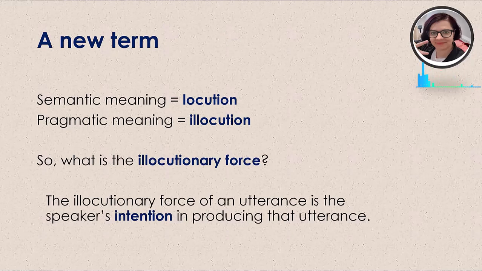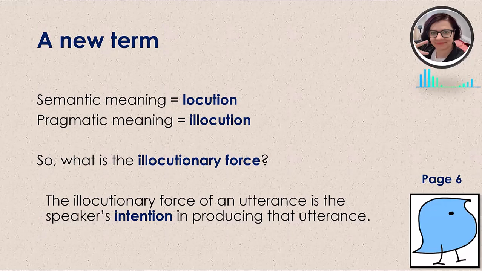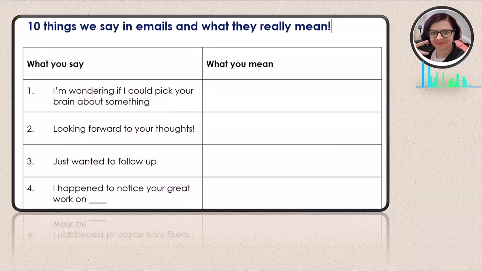To practice finding the illocutionary force behind some utterances, I have a task for you. You can go on page 6 in your handout, and there you will find 10 things we say in emails and what they really mean. On your left side, we have what we say in emails. On the right side, you'll have to fill in what you think we actually mean. What's the illocutionary force behind these statements? Are you ready?